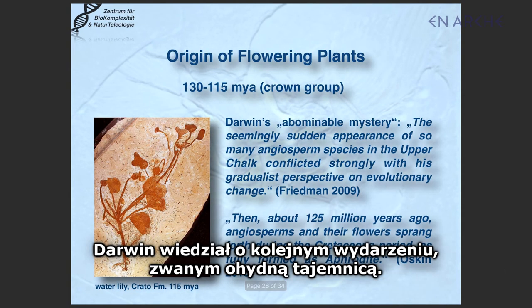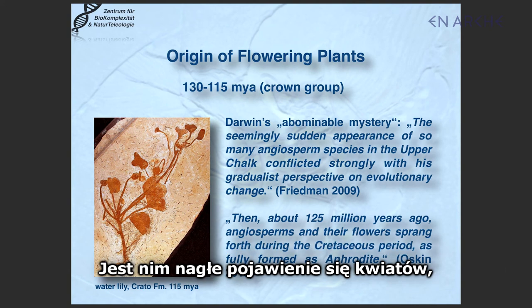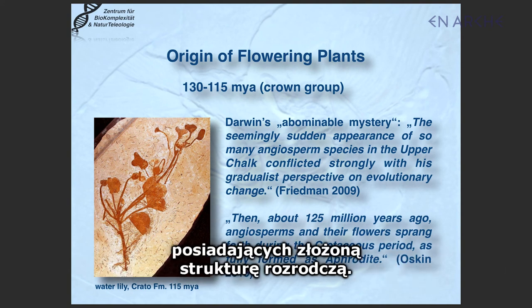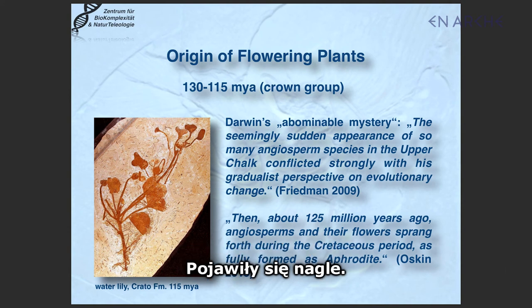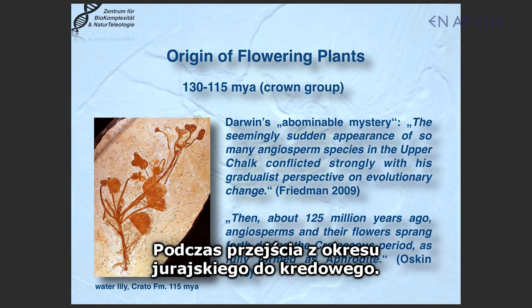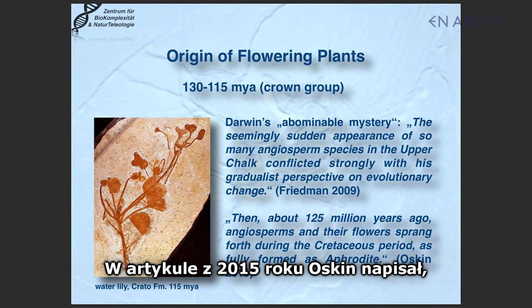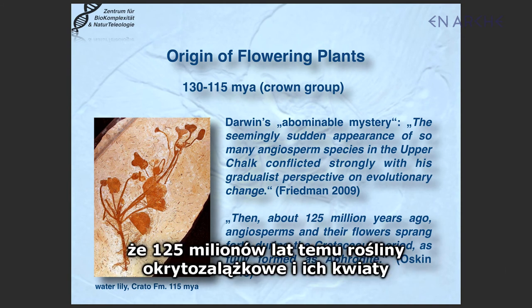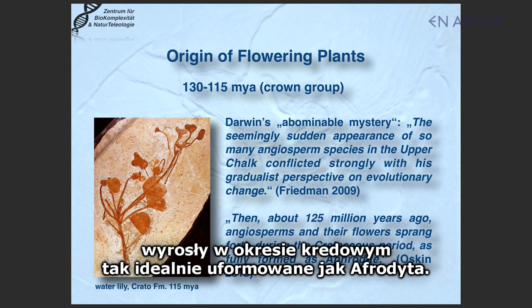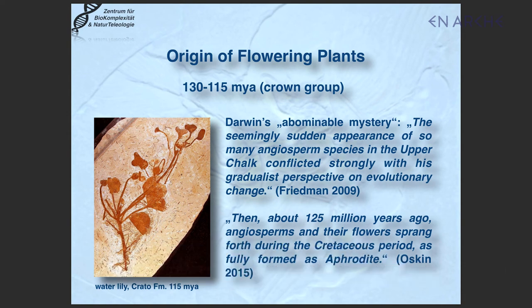And of course, Darwin knew of another example, which he called the abominable mystery, the sudden appearance of flowering plants with their complex reproductive structures. They appear out of nowhere in the transition from the upper Jurassic to the lower Cretaceous. And in a paper of 2015, Oskin said, about 125 million years ago, angiosperms, that's flowering plants, and their flowers sprang forth during the Cretaceous period as fully formed as Aphrodite.